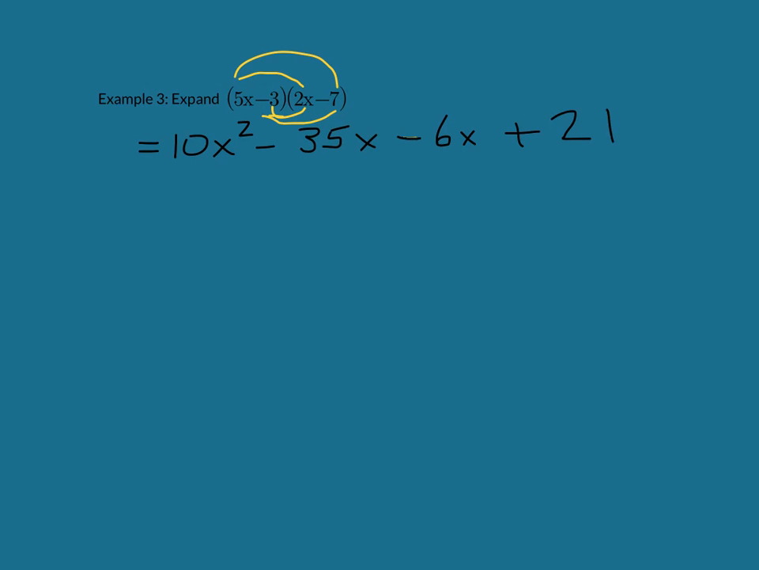Then we need to combine our like terms. So the only terms here that are like terms are the two terms that have the x raised to a first power. Remember, like terms means the variable plus any exponent on that variable must be exactly the same. So those two terms can be added together or combined. So that will give us, for the final result here, 10x squared minus 41x plus 21.